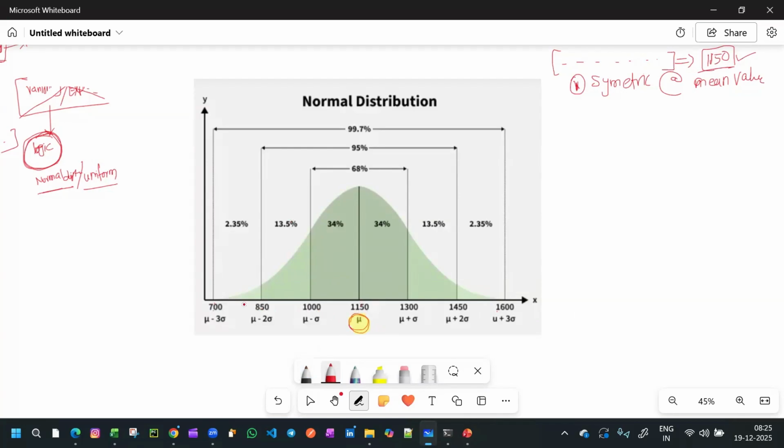If I plot the values and the respective number of times each value is present in this data set on the x-axis and y-axis respectively, I am definitely going to get a bell-shaped curve, something like this. So your values are distributed something like this. What does it mean? The mu value, 1150, is present in the data set the highest number of times. That is my maximum number of times.